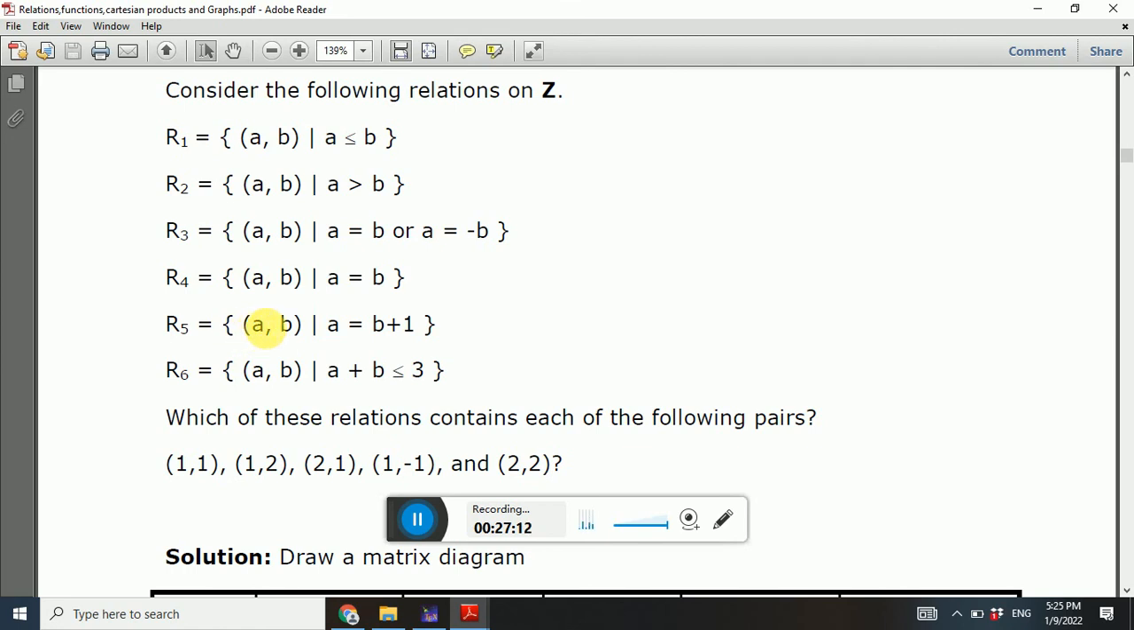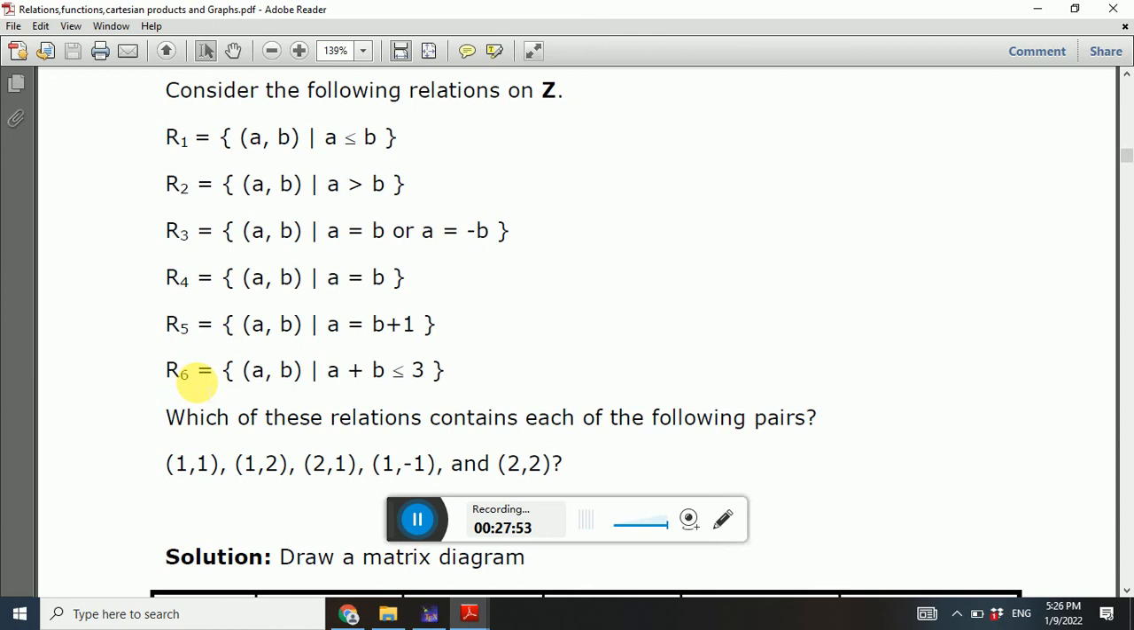R5 is saying that you have a pair (A, B) such that A is equal to B plus 1. Yeah? So this one means that the value of A is bigger than the value of B by 1. Examples which you can have here are, for example, (3, 2), (4, 3), and so on. The difference between the first and the second is 1, meaning the first one is bigger and the second one is smaller by a difference of 1. Okay, so this does not satisfy R5.